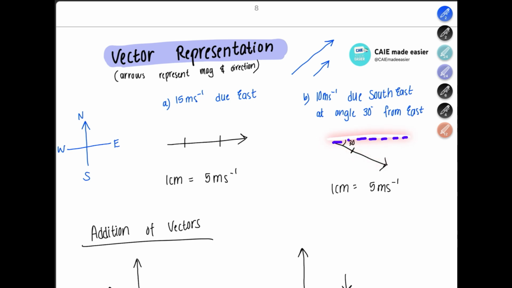And here you have to use a protractor. If you're wondering how to hold your protractor, it should be something like this. You have to read from this direction, and then mark 30 degrees.